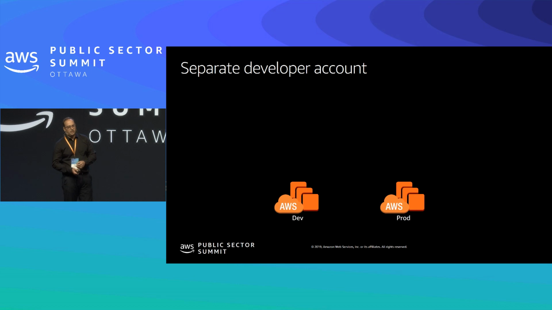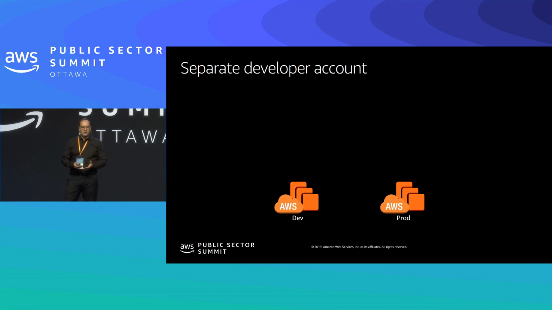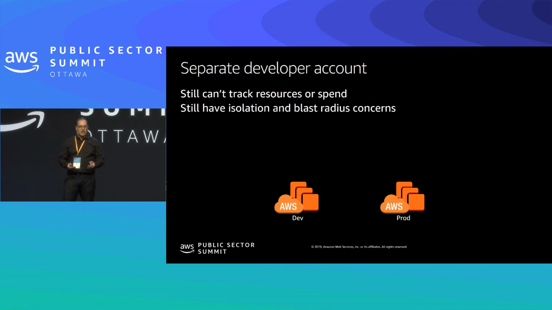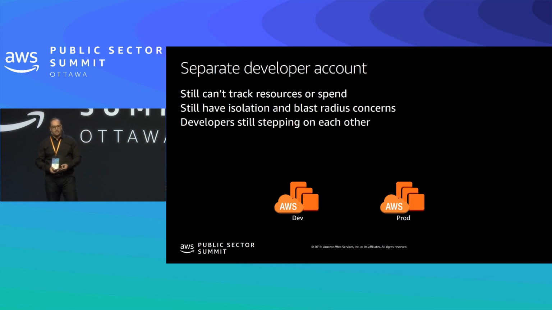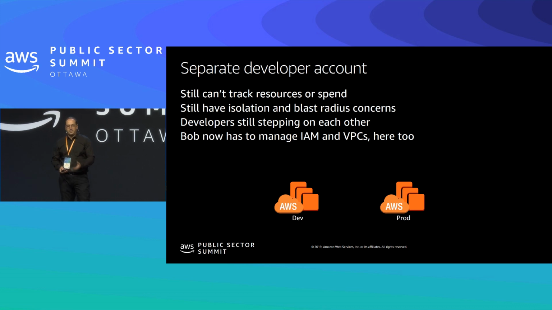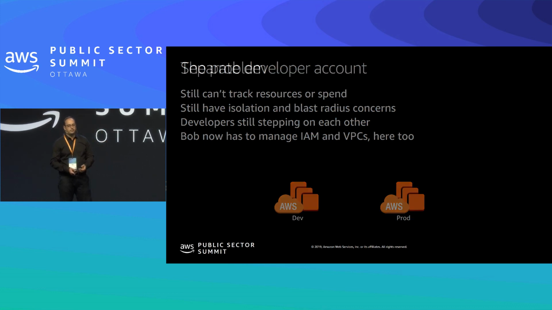So Bob says, that's it, and decides to separate developers and production into their own AWS account. And over time, the same thing begins to happen again. You still can't track the resources or the spend. You still have isolation and blast radius concerns. Developers are still stepping on each other. But now Bob also has to manage identity access management and virtual private clouds here as well.